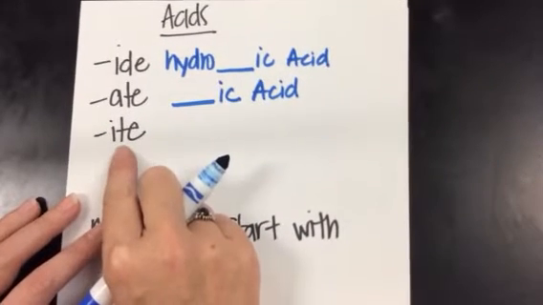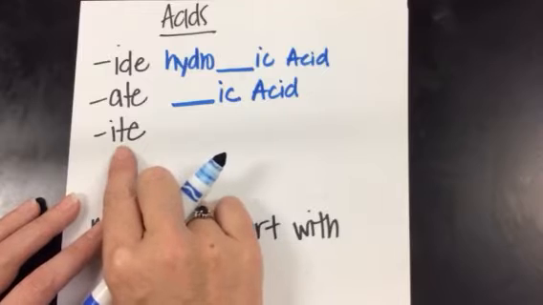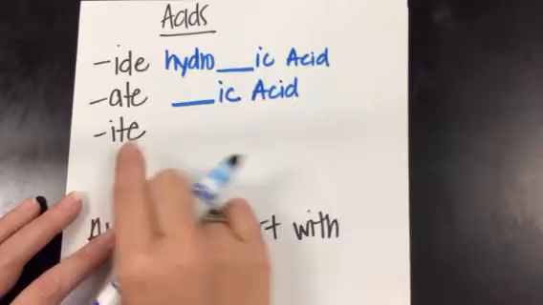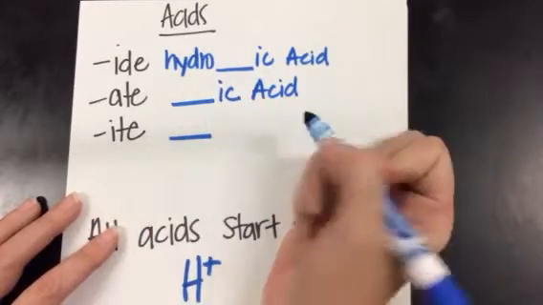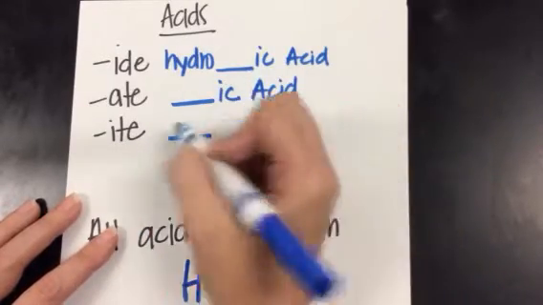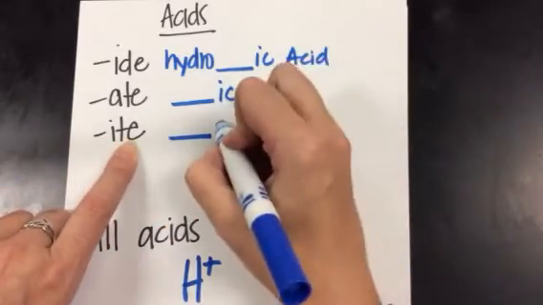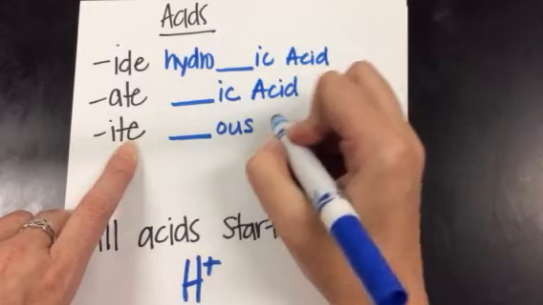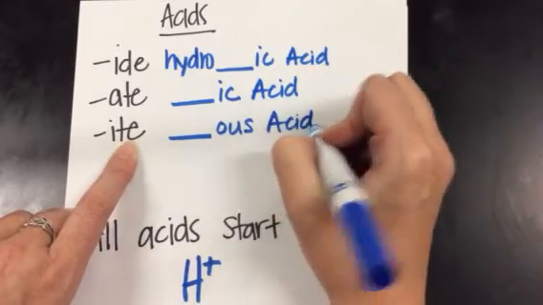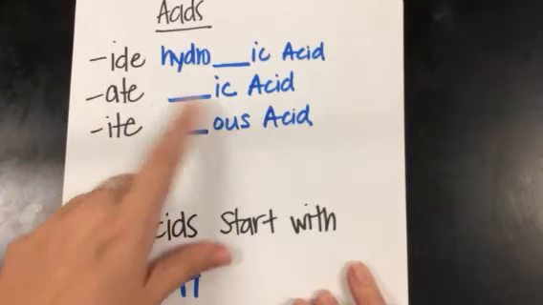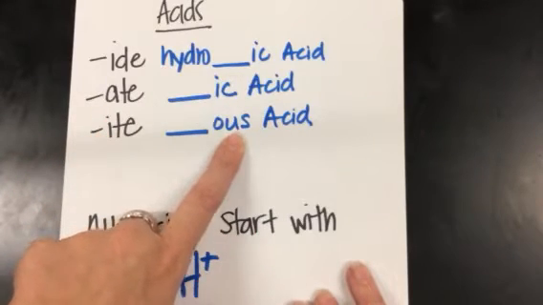Same thing happens if you have polyatomic ions that end in ite. For your ite, what you're going to do is you're going to take that away. You're still going to put the stem of the word there. So carbonite, you're going to put in that carbon part. But instead of writing ite, you're going to put ous and then acid. So ide is hydro-ic, ate is ic, and ite is ous.